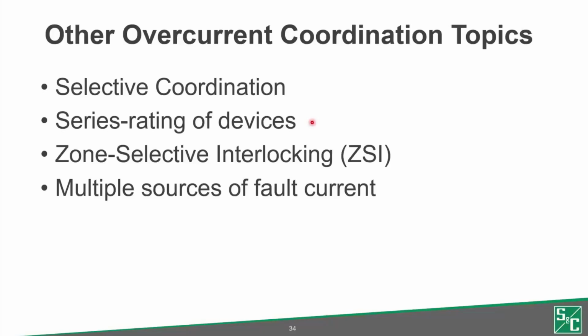And then finally, multiple sources of fault current can also affect your coordination studies. Current flowing from various sources can complicate coordination, specifically if you have on-site distributed generation, so generators, PV systems, battery systems, and microgrids. Those are issues you have to worry about when you're doing coordination.